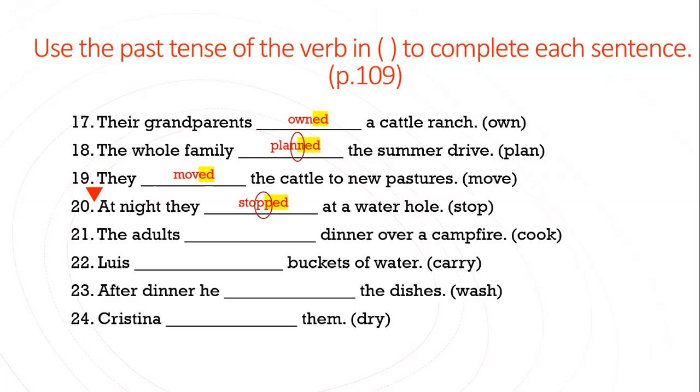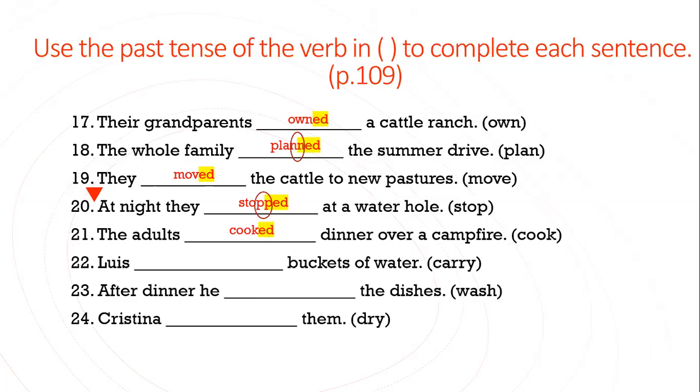Number 21, the adults blank dinner over a campfire. And our verb is cook. So if you go through the rules for spelling the past tense, you'll know that all you have to do for cook is add ed.